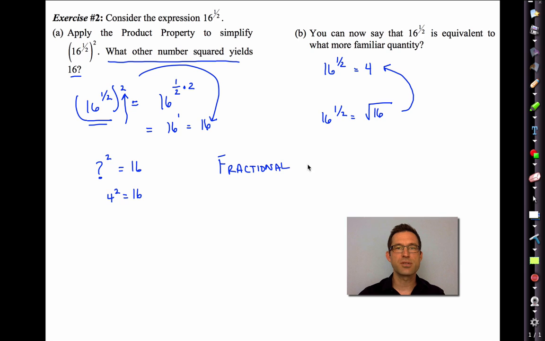Fractional exponents are roots. Isn't that cool? Specifically, the 1/2 power is the square root. All right, we're going to extend this to cubed roots and fourth roots and things like that. But isn't that cool? A power of 1/2 just indicates a square root.